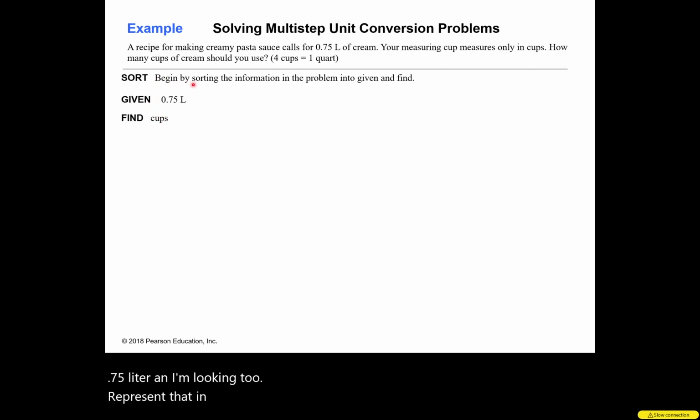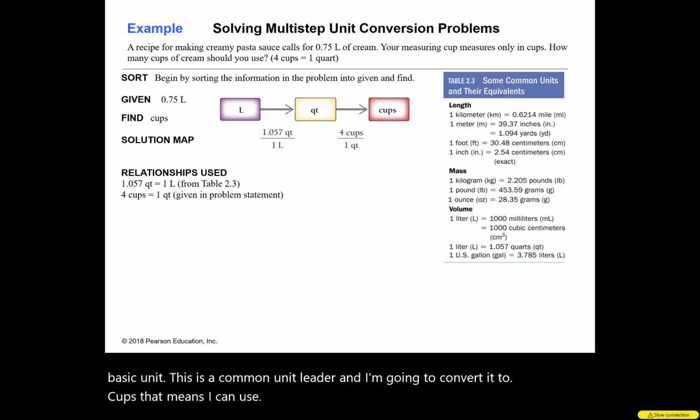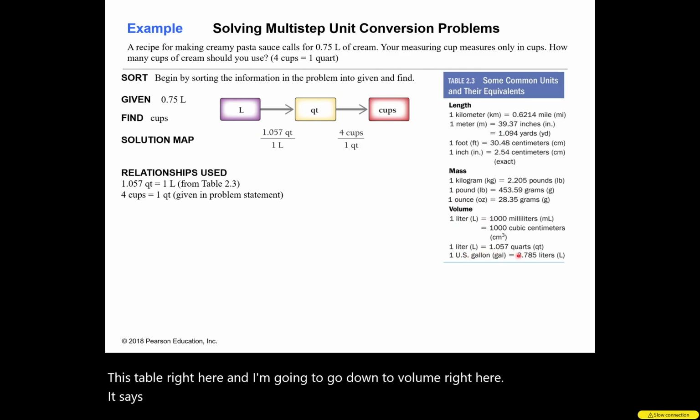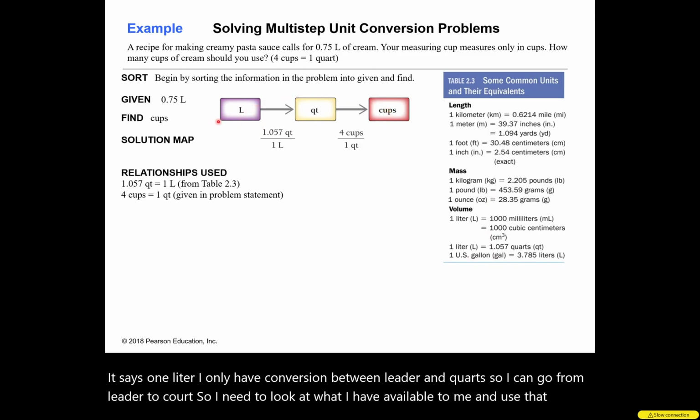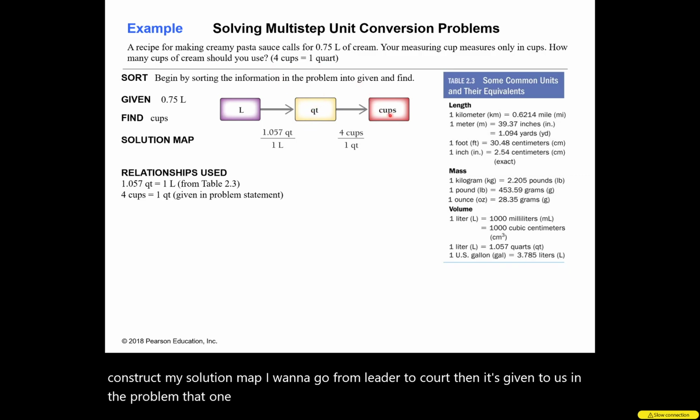So I am using volume in the metric system. This is not the basic unit, this is a common unit, liter. And I'm going to convert it to cups. That means I can use this table right here, and I'm going to go down to volume right here. I only have conversion between liter and quarts, so I can go from liter to quart. So I need to look at what I have available to me and use that to construct my solution map. I want to go from liter to quart. Then it's given to us in the problem that 1 quart has 4 cups. Then I can go from quart to cups.